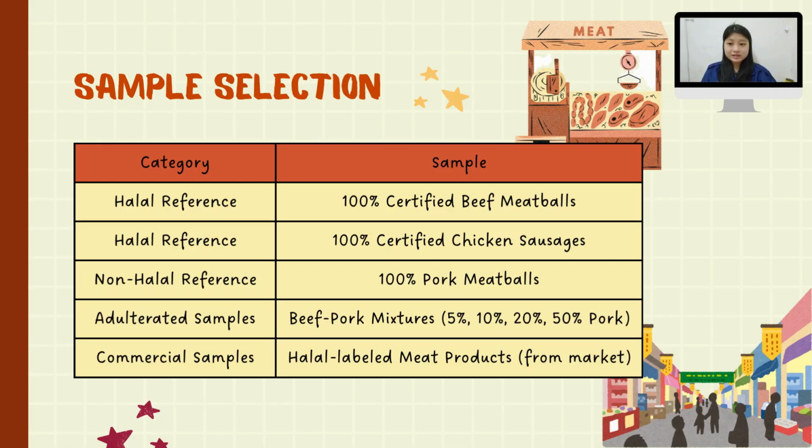For sample selection, 5 sample categories were selected, which are halal reference of 100% beef meatball and chicken sausage, non-halal reference of 100% pork meatball, adulterated beef-pork mixture at 5, 10, 20 and 50% pork, and commercial halal label product from the market to validate the real-world application.